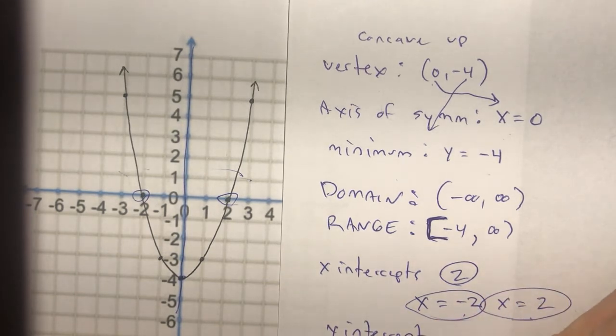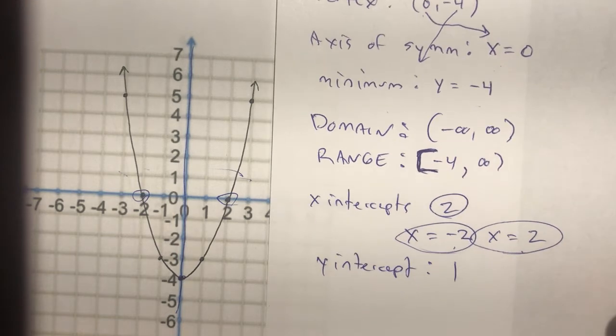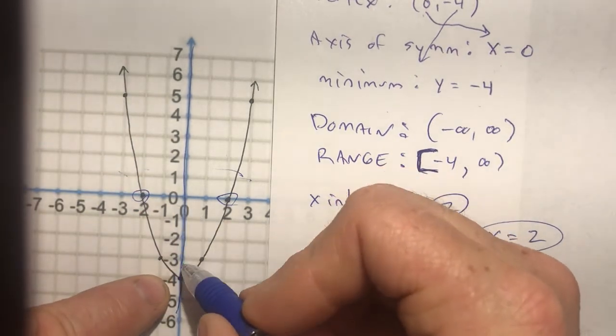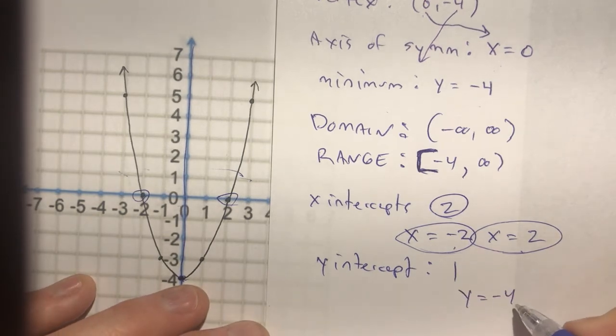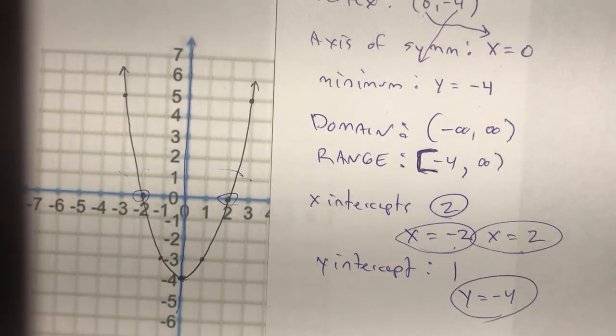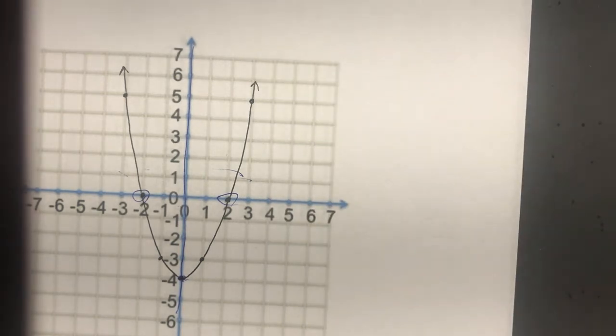What about my y-intercept? Okay, we always have one. There's always one y-intercept, and you can see on this one, it's right here, -4. Y equals -4 is my y-intercept. Okay. All right, one more.